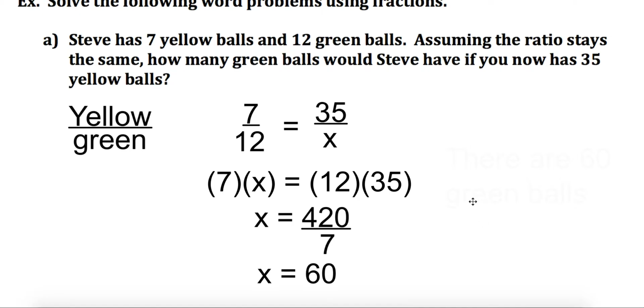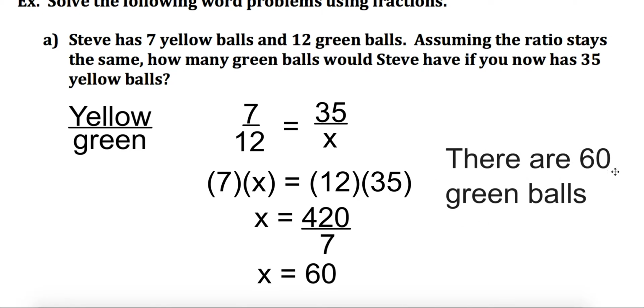It's always important when we're actually answering a question to put some sort of therefore statement. So here we have: therefore, there are 60 green balls. That's what we're actually trying to find, so we've stated it at the end.